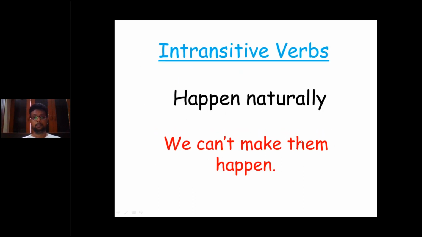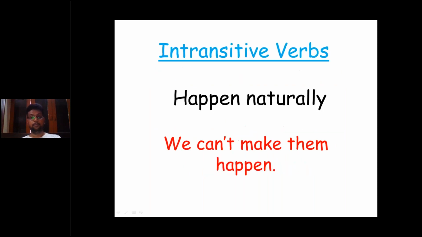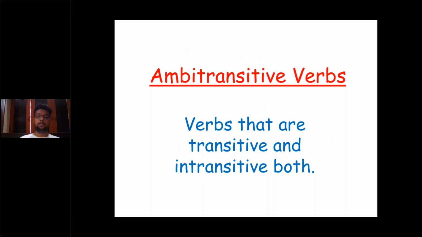Now here, there are certain verbs that can be used in both types. There are verbs that can be used in both manners, that is transitive and intransitive. Those verbs are called ambitransitive verbs. Ambitransitive verbs are those verbs which perform both as transitive and intransitive verbs.